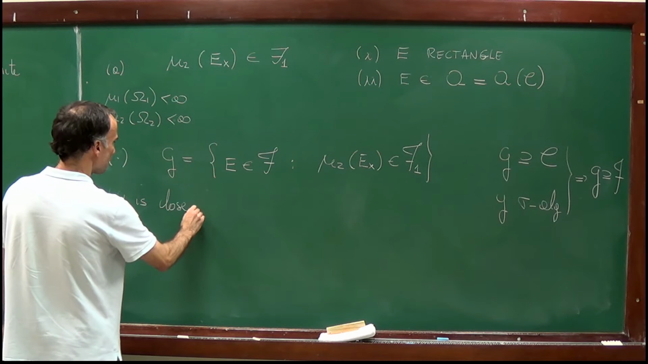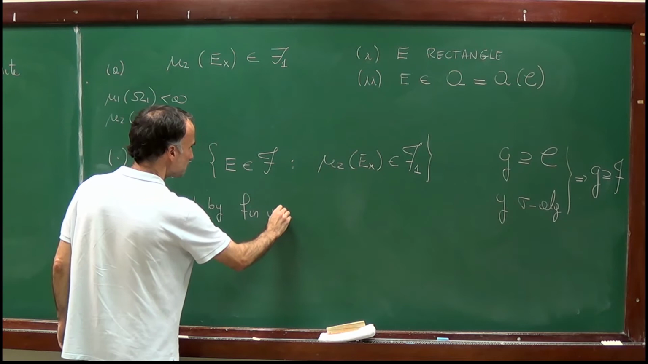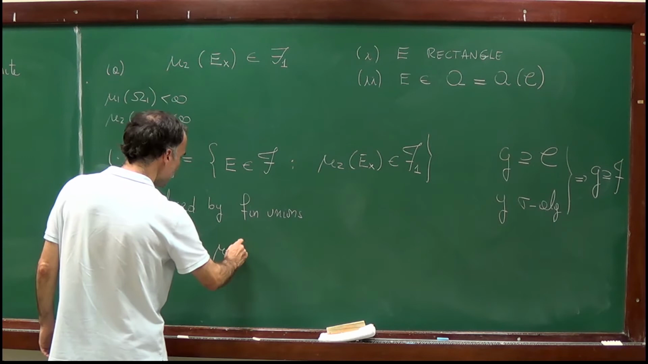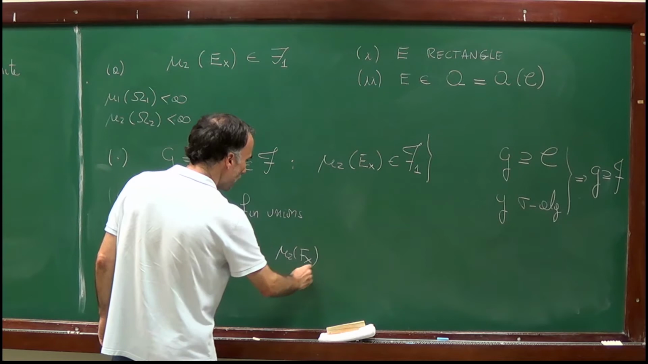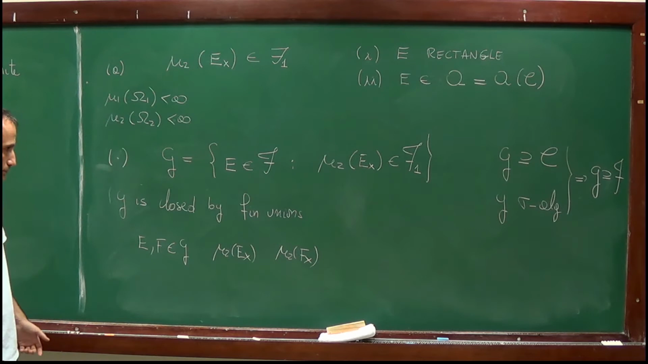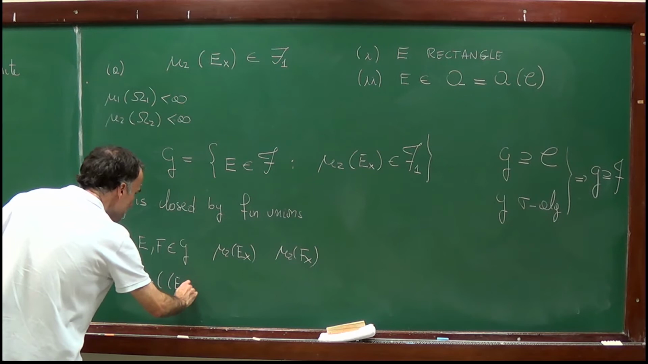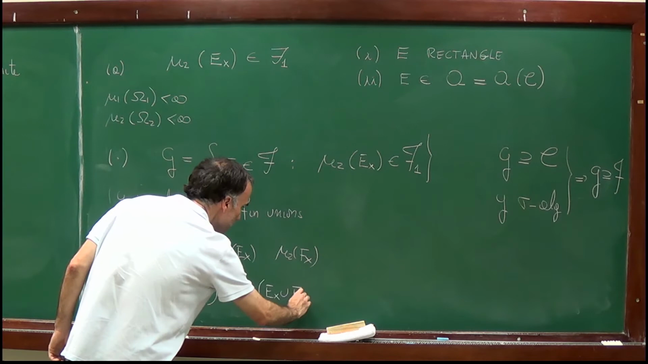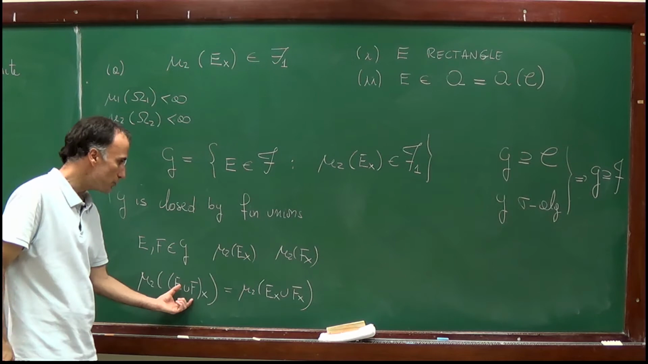By finite unions, or by countable unions. Because if I know that E and F belong to G, what I know is that mu2 of Ex and mu2 of Fx are measurable in X. But what I need to show is that mu2 of the cross-section of E union F at X is measurable. This is mu2 of Ex union Fx, because we've seen that the X-section of the union is the union of the X-sections.